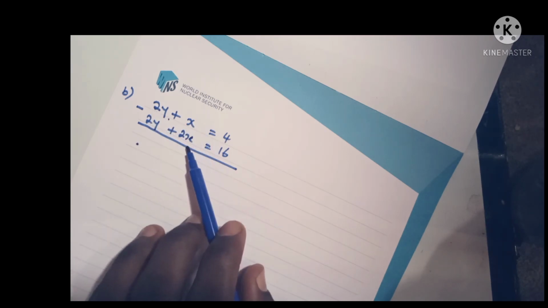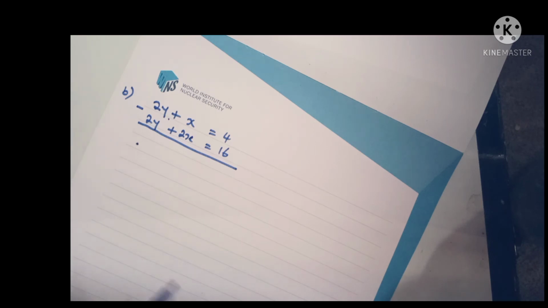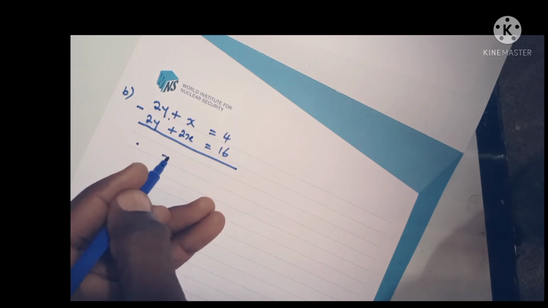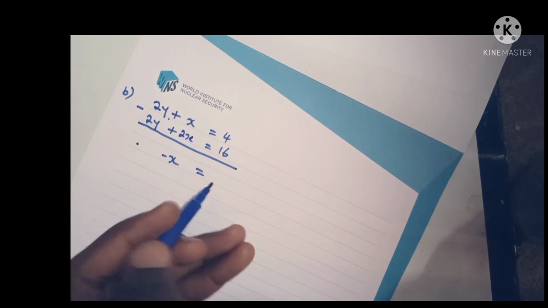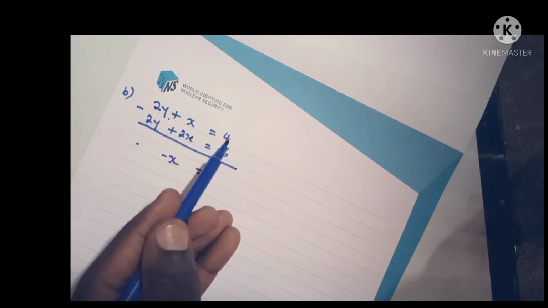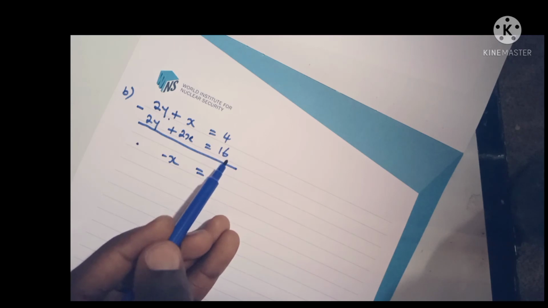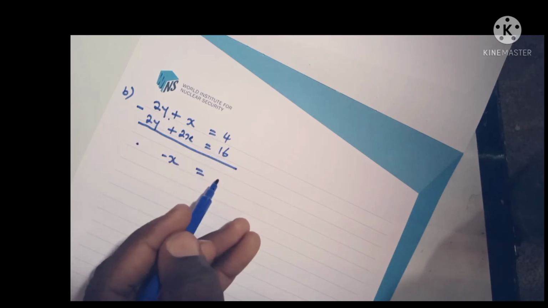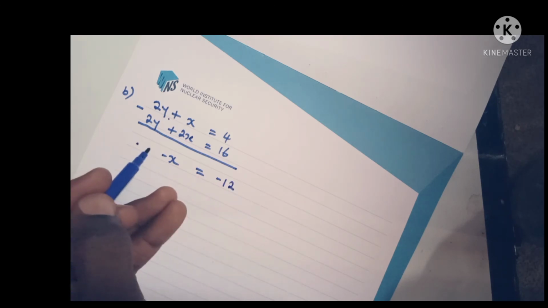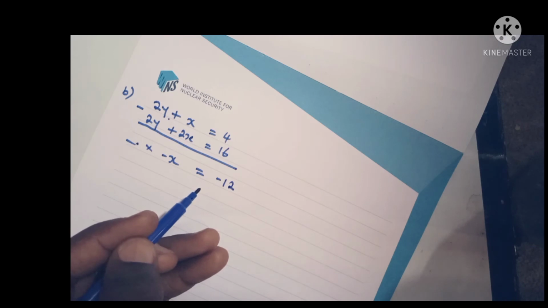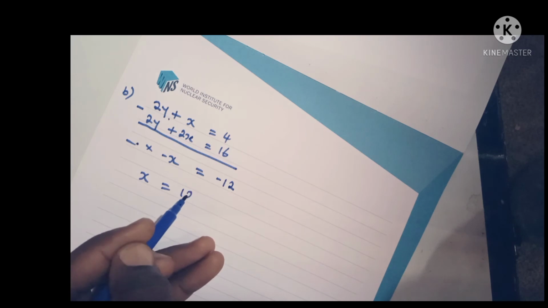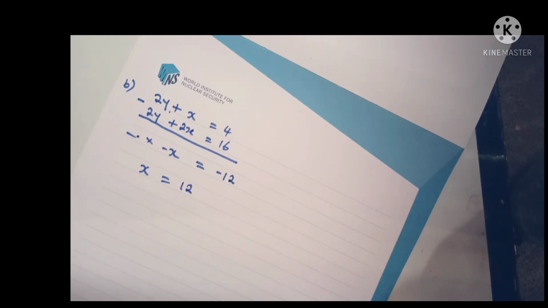Then x minus 2x, x minus 2x is minus x. You see, we are subtracting a bigger number from a smaller number, so it's going to be negative. So minus x equals 4 minus 16. Again here we are subtracting 16 from 4, and 16 is bigger, so definitely the answer is going to be negative. 4 minus 16 is minus 12. So we multiply this equation by minus, and then the minus signs cancel out. Minus times minus is positive. So x equals 12. You see, very easy.